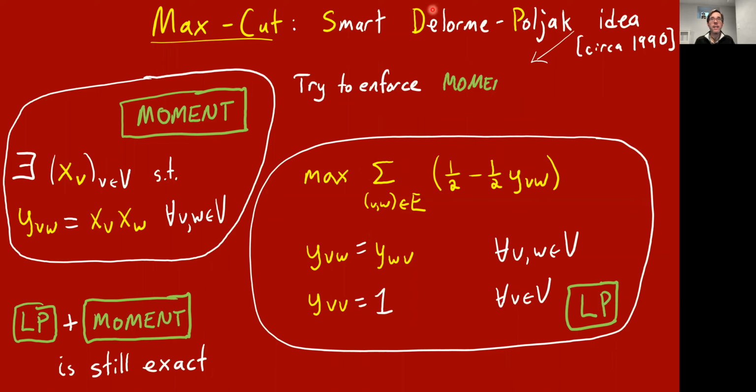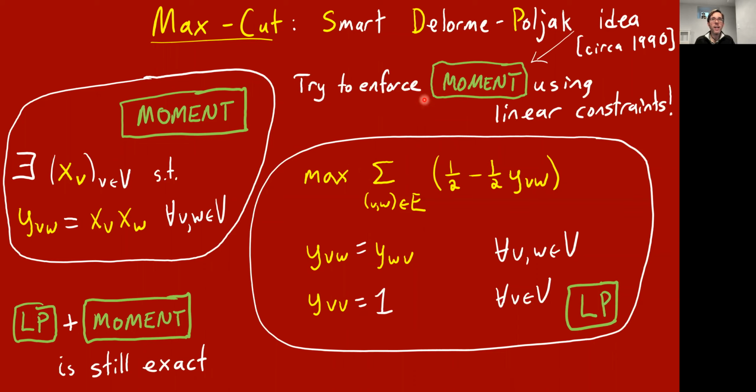So now I can finally say their idea. Their idea is to try to enforce moment using linear constraints, just on the yvw's. So the only variables are yvw's. And this moment constraint says there exist real numbers x such that yvw equals xv times xw for all v and w. That's not a linear constraint, but the idea is to try to encapsulate it with some linear constraints.